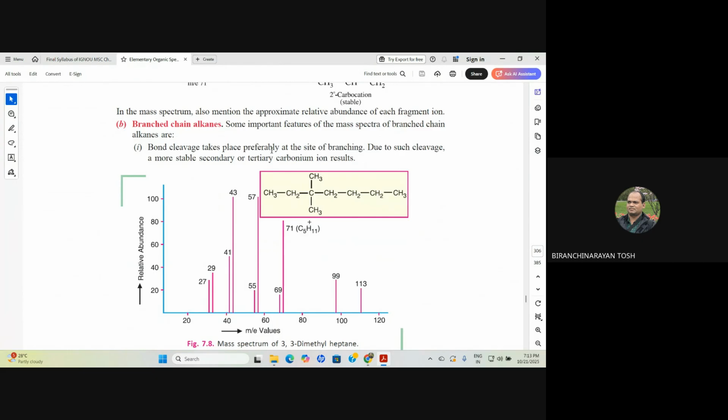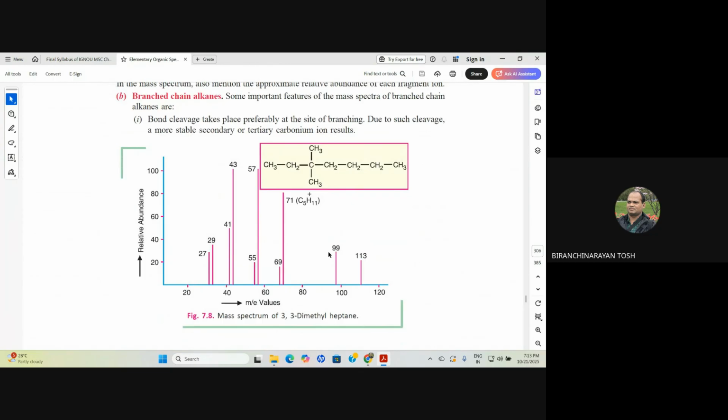That's why bond cleavage takes place preferably at the site of branching. Due to such cleavage, a more stable secondary or tertiary carbonium ion results. Here it is a tertiary carbonium ion. The largest substituent at a branch is eliminated readily as a radical. The radical achieves stability by delocalization of the electrons. So the largest substituent, that is the ethyl group here, is removed. The relative abundance of the parent ion is least and mostly not observed.